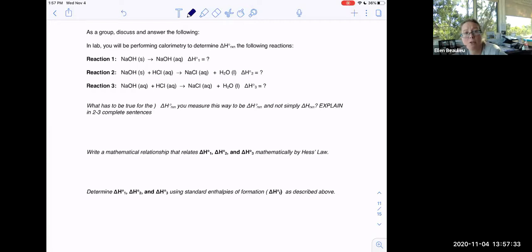So let's talk about this together. These are the 3 reactions you're going to be doing in the lab. And this lab is called Hess's Law. In these reactions, you're going to be measuring a delta H naught. Why is this a delta H naught and not simply a delta H? What does that degree symbol mean? If you're not sure, go back to page 6 of your lecture notes. What does that delta H degree symbol mean?